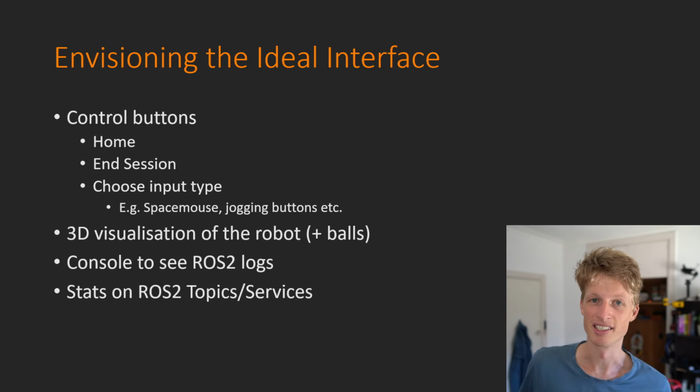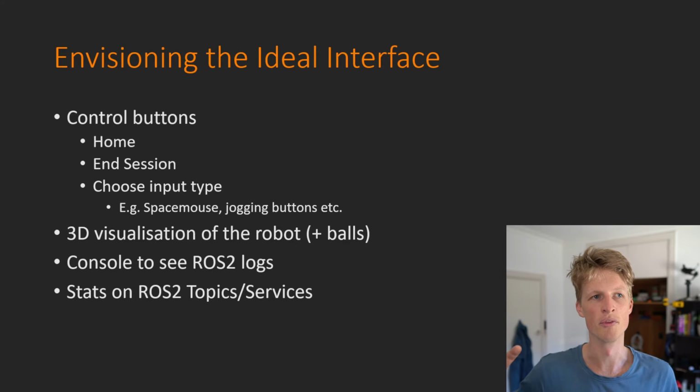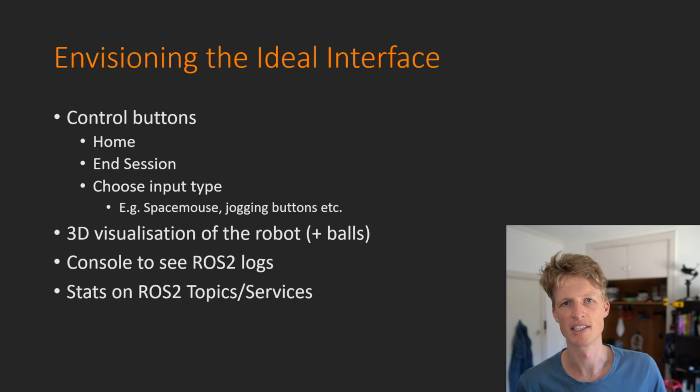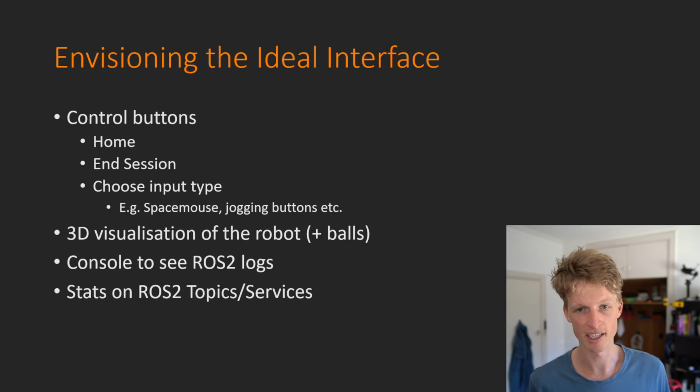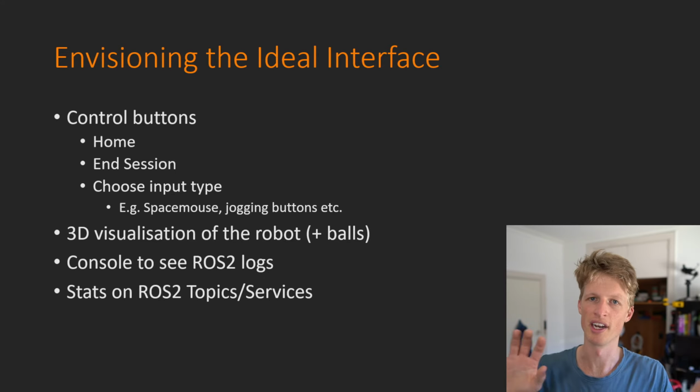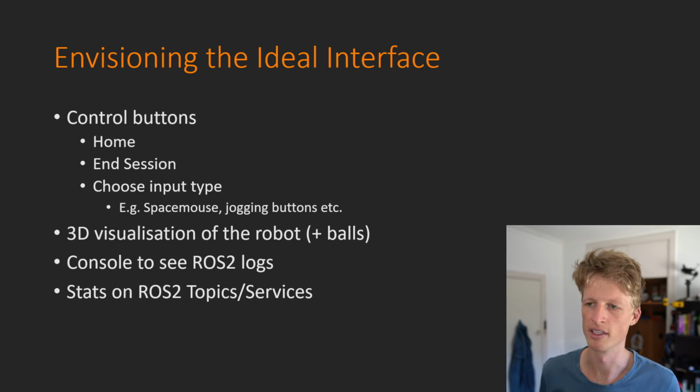And I would also like to be able to see statistics on the messages that are getting passed across the ROS network, so that I can make sure that everything is working properly, basically. And I can see that the robot is actually connected, and make sure that everything is working the way that it's supposed to work.